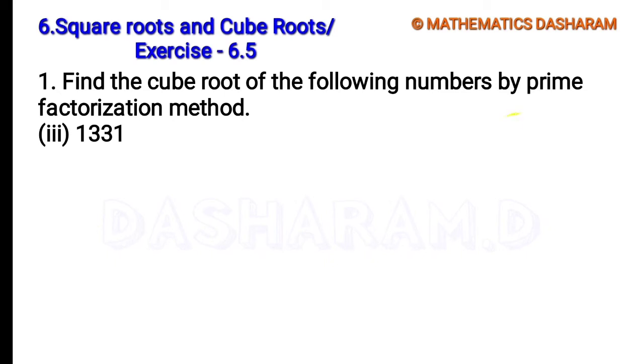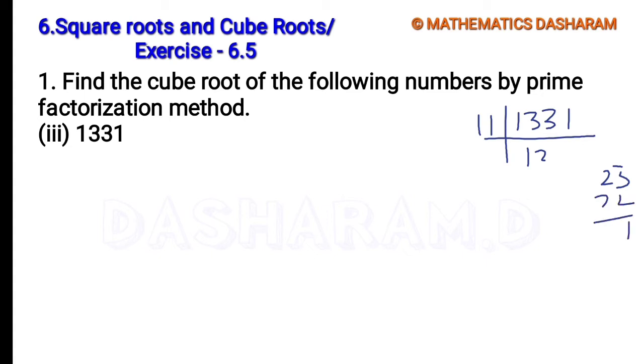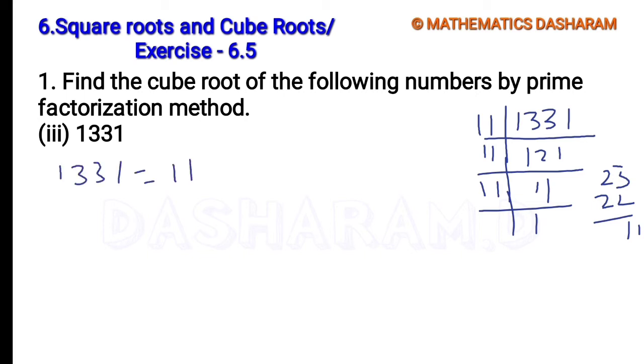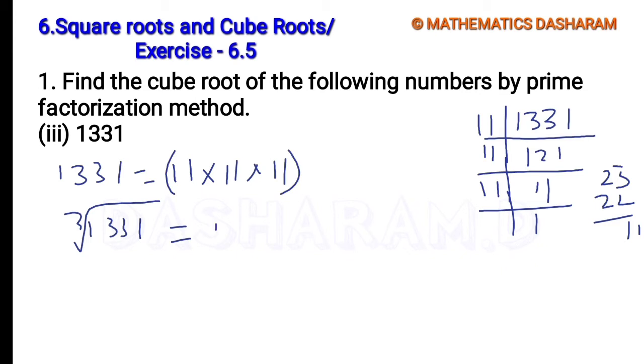1331. So it is not coming in the 2 table, 3 table, 5 table, 7 table, directly 11 table. 11 ones are 11, 2 remainder, next digit is 3, 11 twos are 22, 1 remainder, next digit is 1, 11 ones are 11. Next, again 11 table, 11 elevens are 121, next 11 table. So then 1331 equals 11 into 11 into 11. So then cube root of 1331 equals, it is already one group, so from this we can select one number, so 11 is the answer. Fourth question.